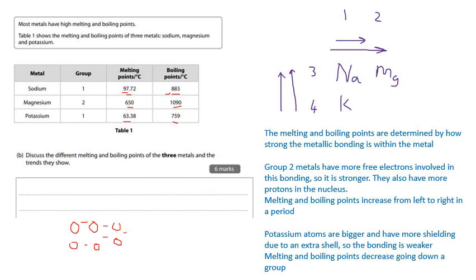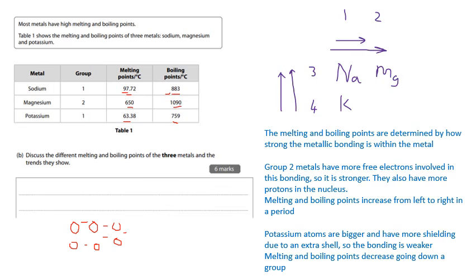Yeah, the free electrons will be attracted, and the electrons on adjacent ions or atoms will be attracted more strongly because it's got more protons. Therefore, the melting and boiling points increase from left to right in a period.